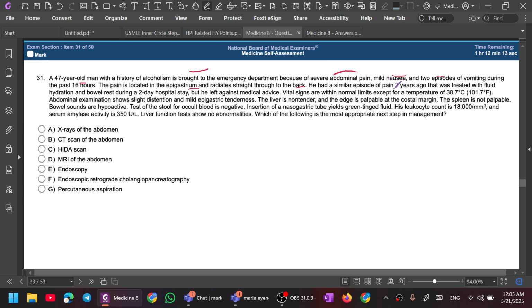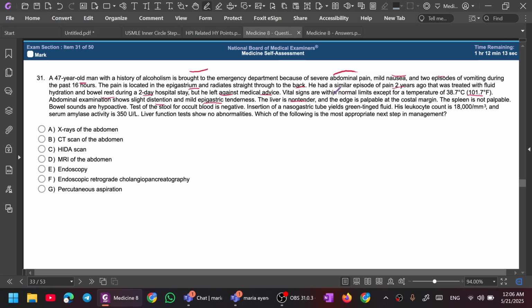He had similar episodes of pain 2 years ago, was treated with fluid and hydration and bowel rest during the 2-day hospital stay, but he left against medical advice. Vital signs are within the normal limit except for a temperature 100.1 degree Fahrenheit. Abdominal examination shows slight distension, mild epigastric tenderness.